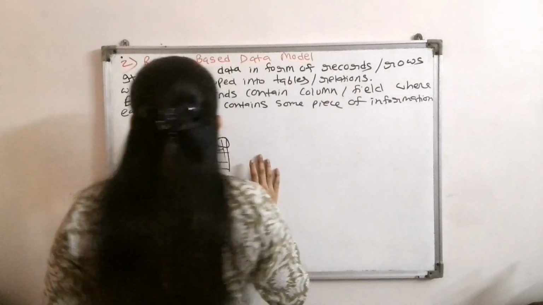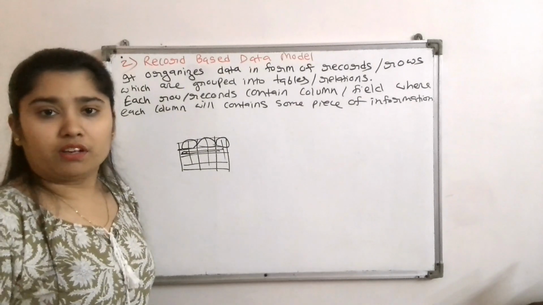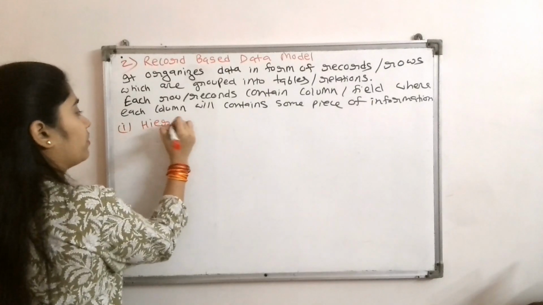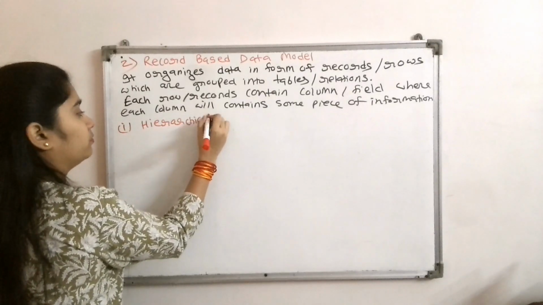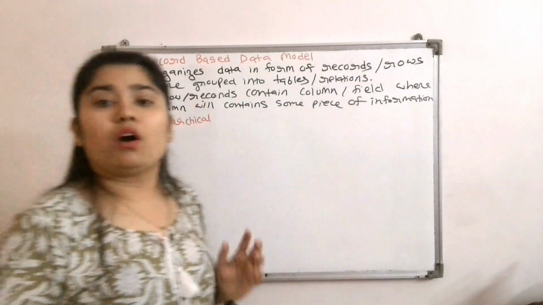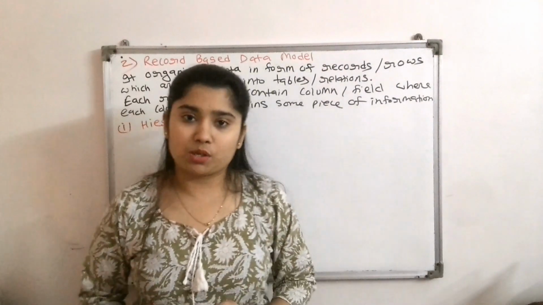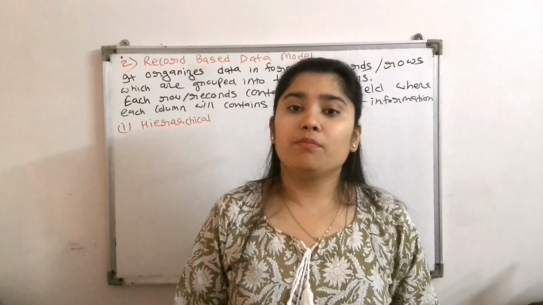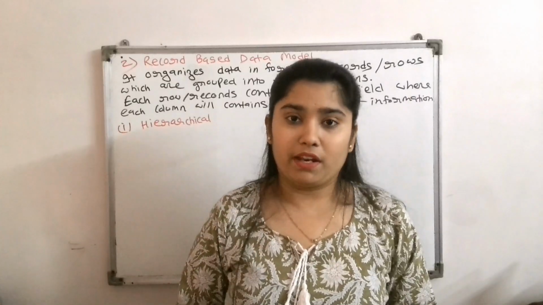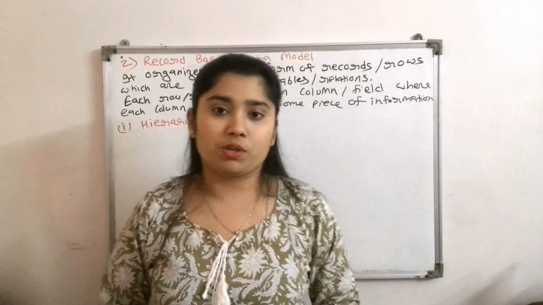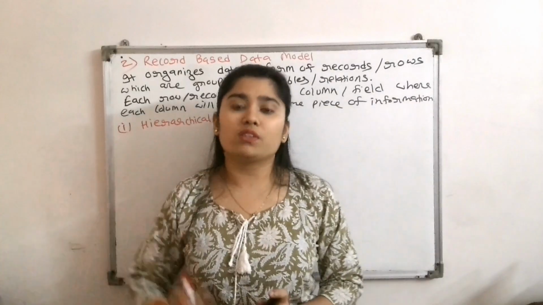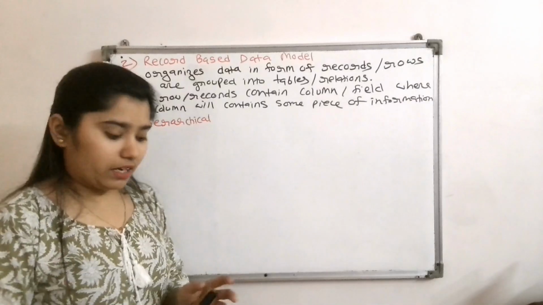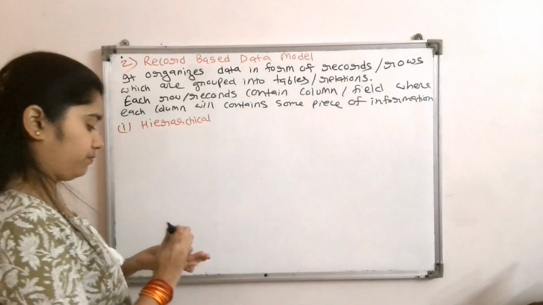Now we will see the types of the record based data model. First we will discuss hierarchical. The hierarchical data model organizes the data in the form of a tree-like structure, in which the parent may have many children, but each child has only one parent. This is the one-to-many relationship. These data models are used in old systems like early banking systems. Okay, so I hope you are clear what hierarchical is. Let's write it here.